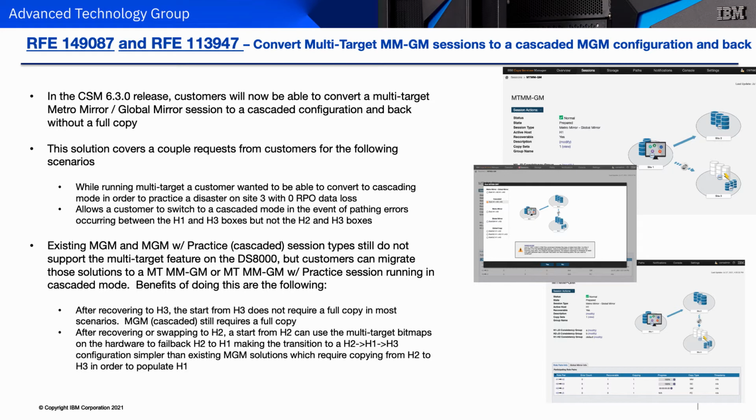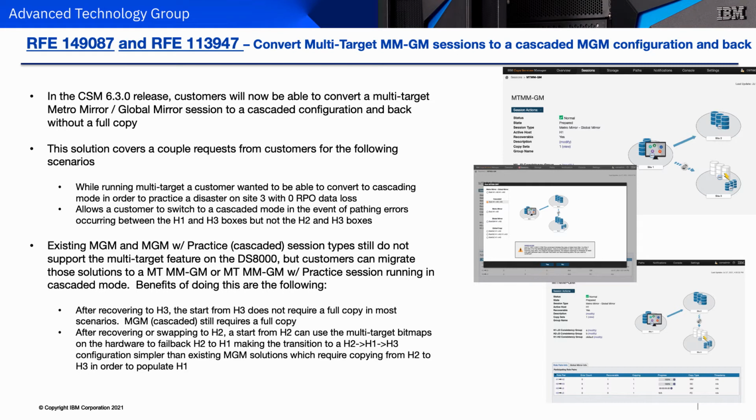Our CSM session, the MGM sessions today didn't support hardware multi-target, still don't, but the multi-target session also didn't support cascaded. So what we did was add in the ability to convert it on the fly. So after you have a multi-target session, you can now issue a start H1, H2, H3 command that will get you into a cascaded mode without the need of a full copy.